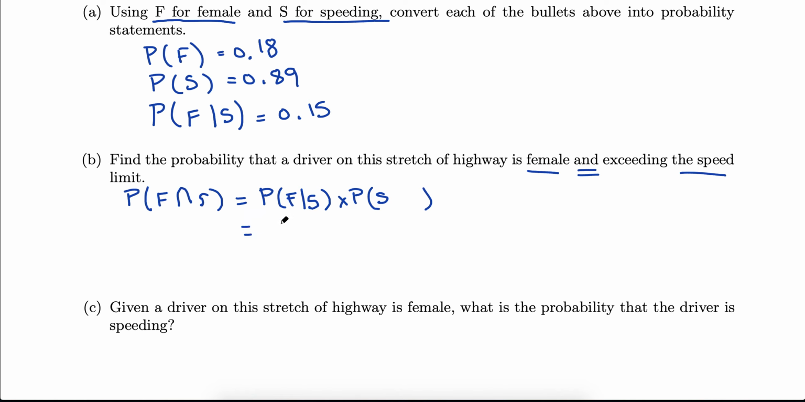We can plug in our values. The first is 0.15 from up above. The second, speeding, that's 89% of drivers from up above. And that gives us 0.1335. So if you tried this on your own and you just did F times S, make a big note to yourself, you can't do that because you don't know if they're independent or not.